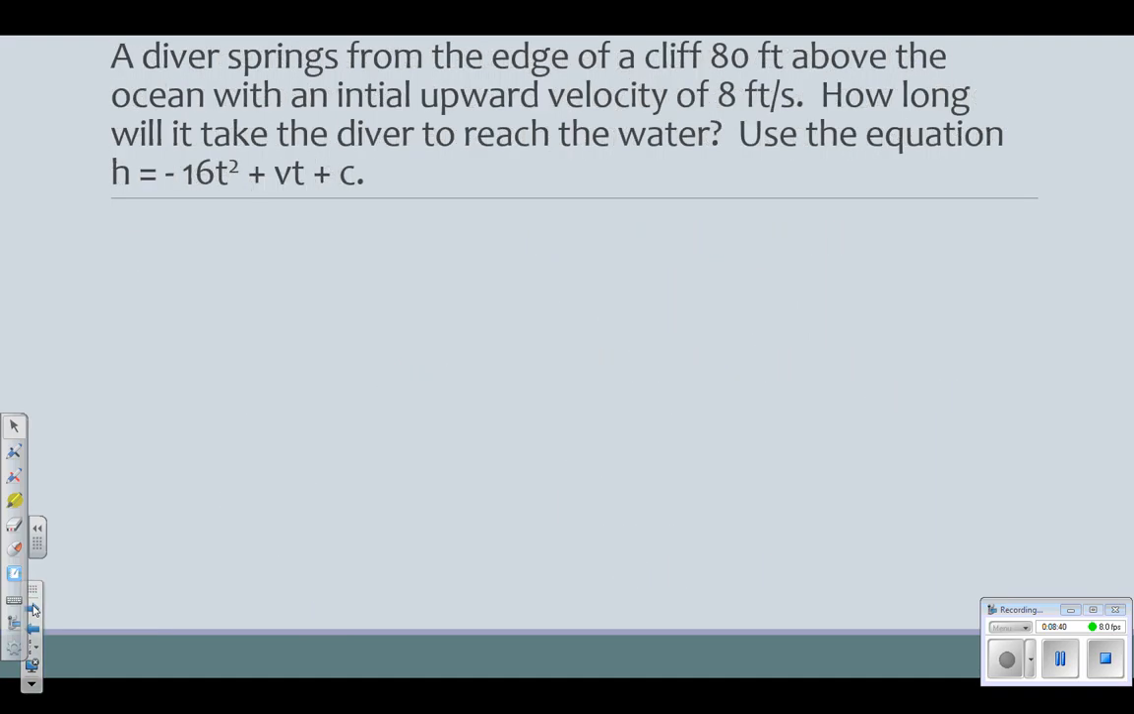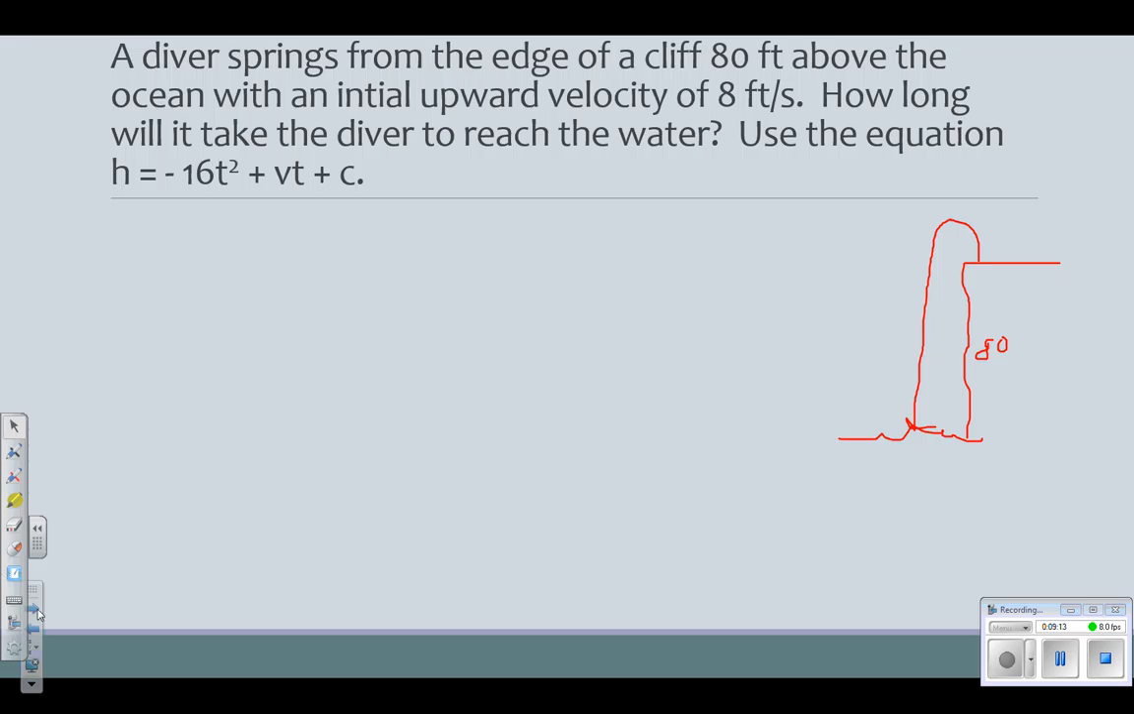Okay, a diver springs from an edge of a cliff 80 feet above the ocean with an initial upward velocity of 8 feet per second. How long will it take the diver to reach the water? And we want to use this equation. If you can visualize this, we've got a cliff, we have the ocean, and we have a little diver. And the diver goes up first and then comes straight down. Okay? This is our 80 feet.